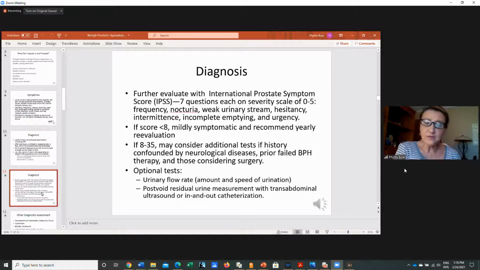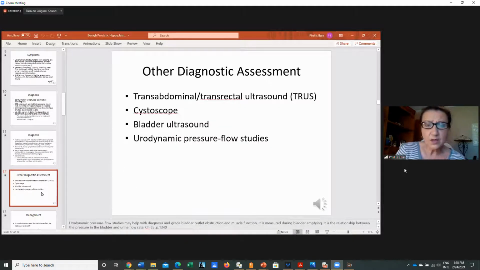And then, as we do in the hospital, sometimes you can do the post-void residual measurement with your ultrasound. And then if you find that they do have a substantial amount of urine after they have just voided, then that may be an indication that intervention may be necessary. And then there's cystoscopy that we can do as well.